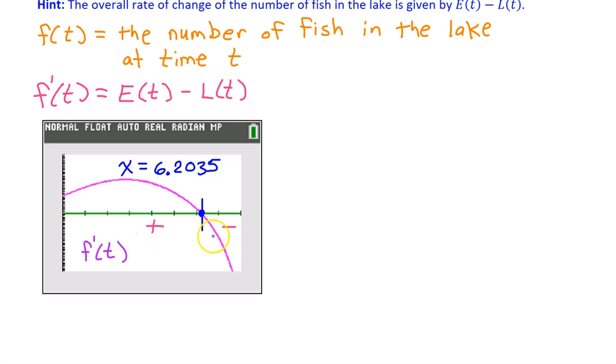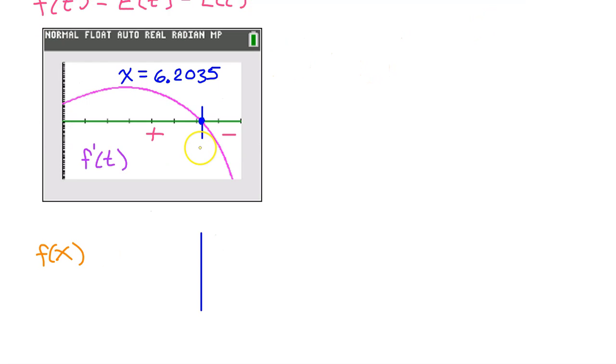Normally, we look at an f prime sign chart and do the first derivative test, and we say f has a relative max at x equals 6.2035 because f prime changes from positive to negative. However, a relative max is not good enough. We need the absolute maximum number of fish. Luckily, this is the special case where f only has one critical value on its entire domain. This critical value separates the domain into exactly 2 intervals.